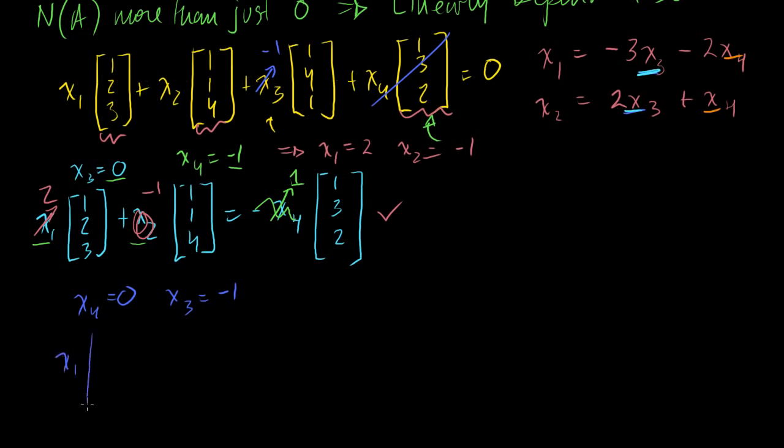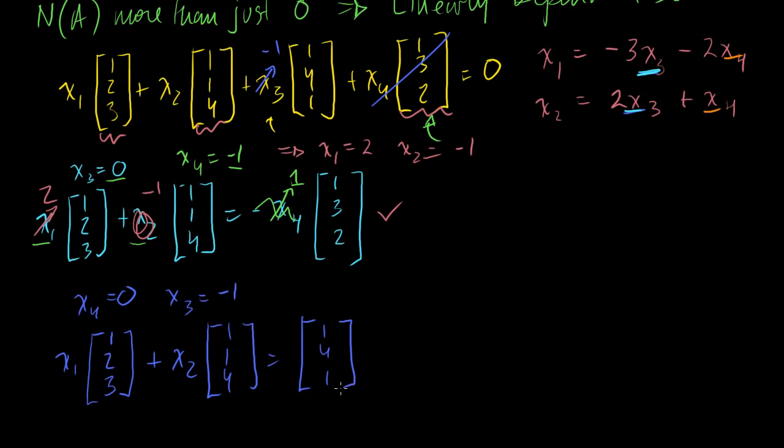We get x1 times (1, 2, 3) plus x2 times (1, 1, 4) is equal to, if this is -1 times (1, 4, 1), and then we add it to both sides of this equation, we get +1 times (1, 4, 1). And once again, we can just solve for our x1 and x2. If x4 is 0 and x3 is -1, then x1 would be equal to 3, right? -3 times -1. And what would x2 be equal to? x4 is 0, we can ignore that. x2 would be equal to -2. So this would be 3, and then this would be -2.